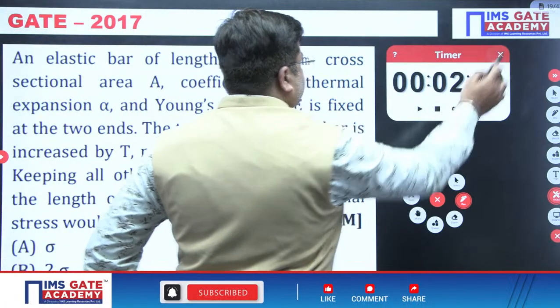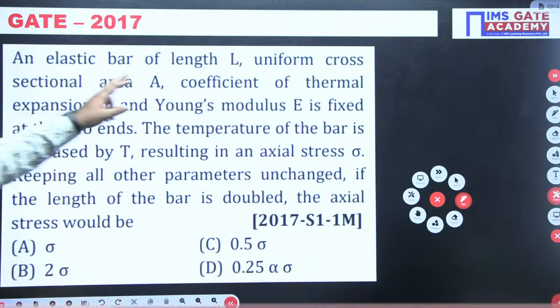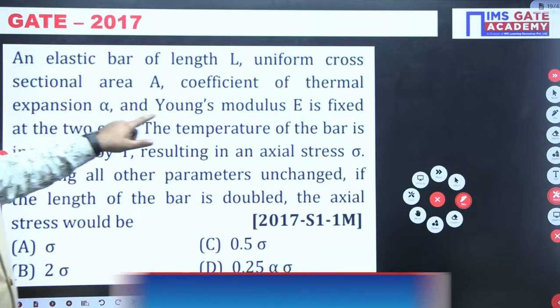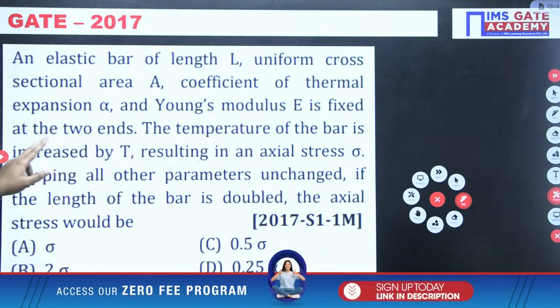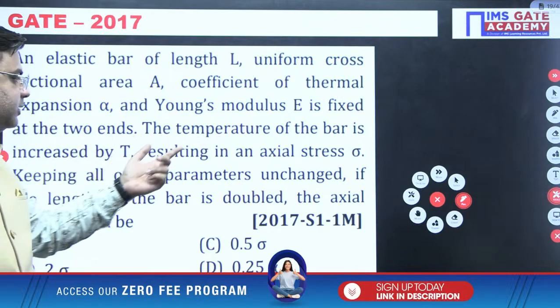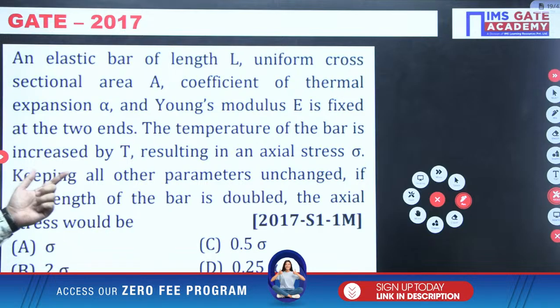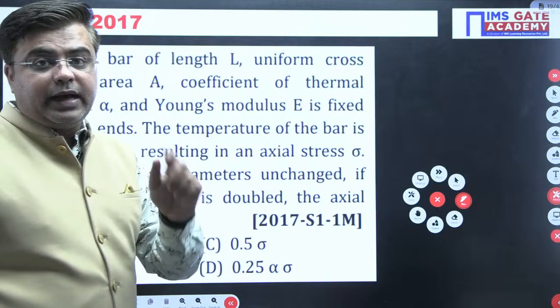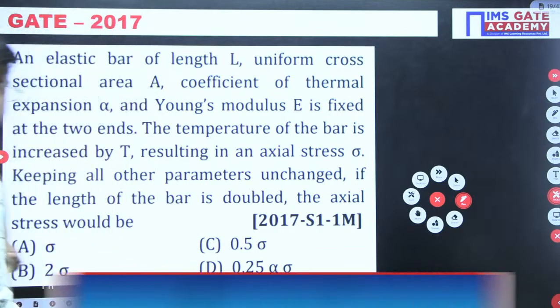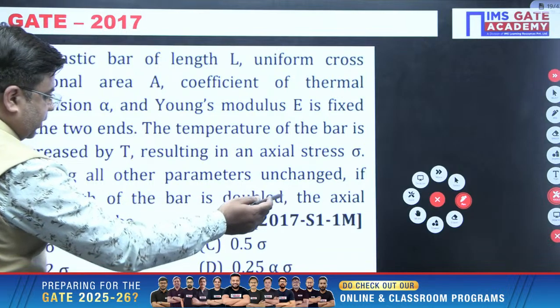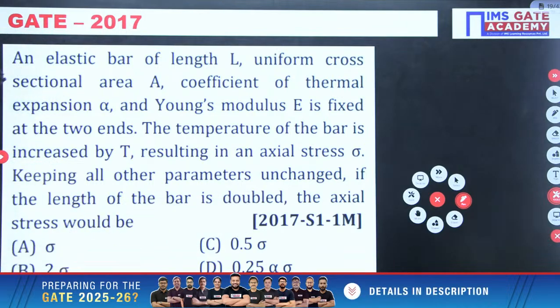Okay. So the question is saying that an elastic bar of length L, uniform cross-sectional area A, coefficient of thermal expansion alpha, and Young's modulus E is fixed at the two ends. The temperature of the bar is increased by T degrees Celsius, resulting in an axial stress of sigma. Now this axial stress we already know is termed the thermal stress. Keeping all other parameters unchanged, if the length of the bar is doubled, then the axial stress would be. It's a very easy question.